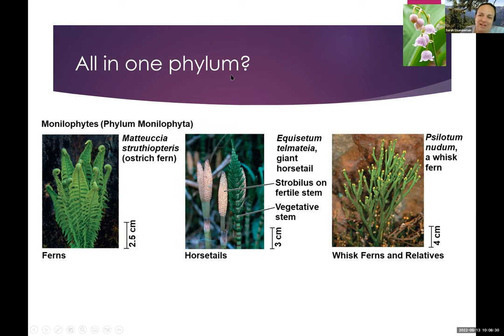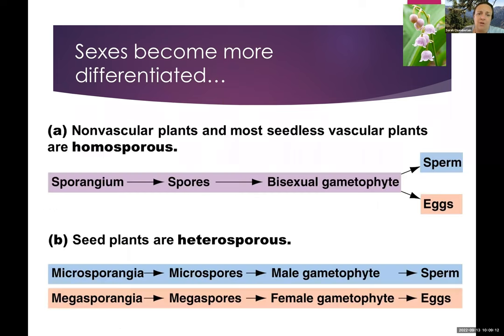But one of the things that I find kind of interesting is that depending on who you ask, some people put the ferns, the horsetails, and the whisk ferns all in one phylum. It's called phylum Monolophyta. I'm not a fan because I feel like they're different enough that they should be in different phyla. So that's how I treat it, and that's how we do it in lab. I tend to be more of a splitter than a lumper as far as classification goes. I like smaller groups rather than bigger groups. Okay.